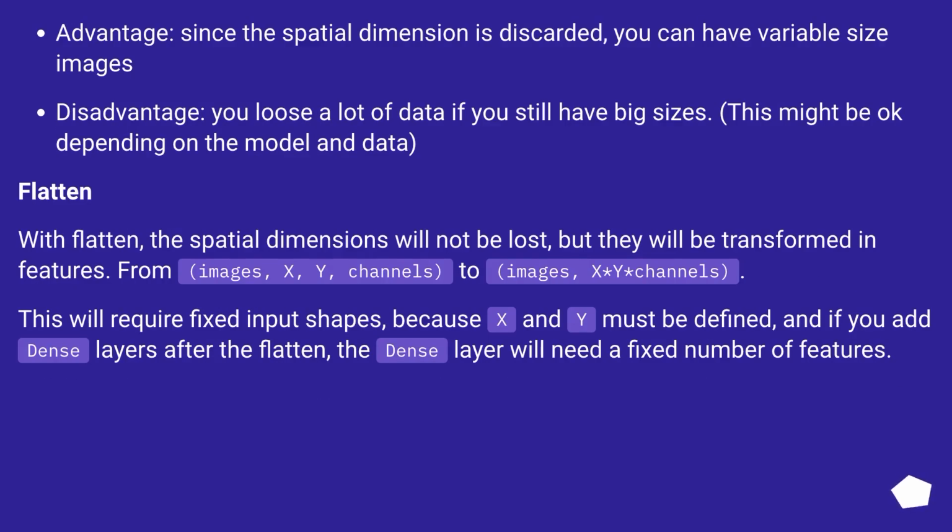Advantage: since the spatial dimension is discarded, you can have variable size images. Disadvantage: you lose a lot of data if you still have big sizes. This might be okay depending on the model and data. Flatten. With flatten, the spatial dimensions will not be lost, but they will be transformed in features: from (images, X, Y, channels) to (images, X*Y*channels). This will require fixed input shapes, because X and Y must be defined, and if you add dense layers after the flatten, the dense layer will need a fixed number of features.